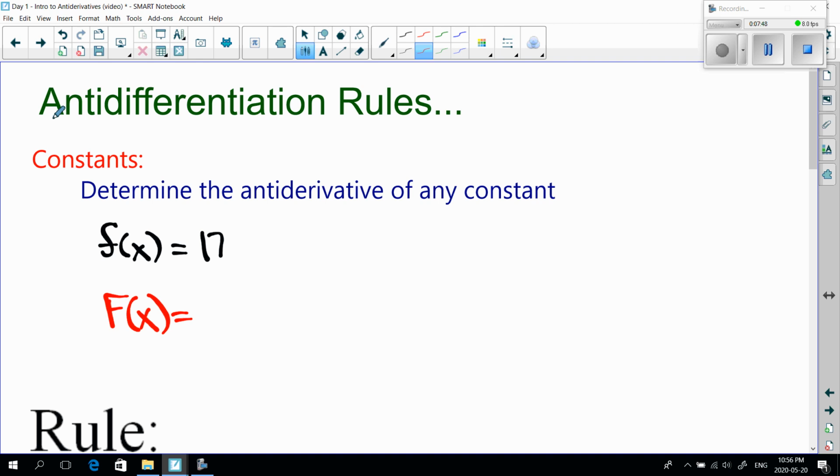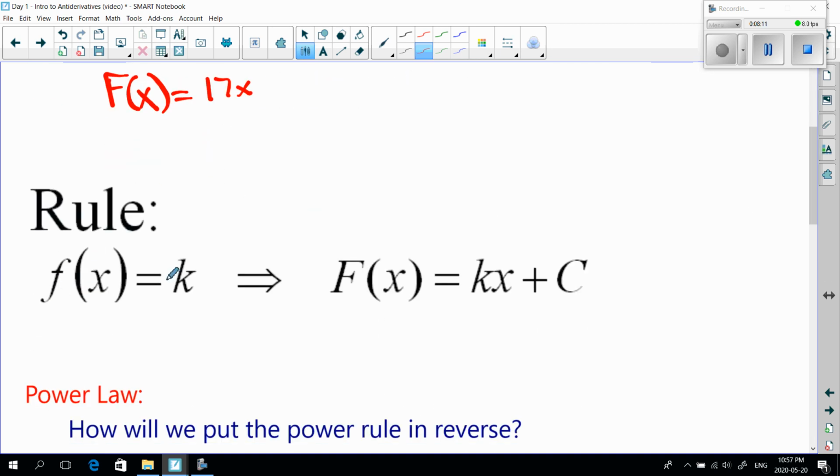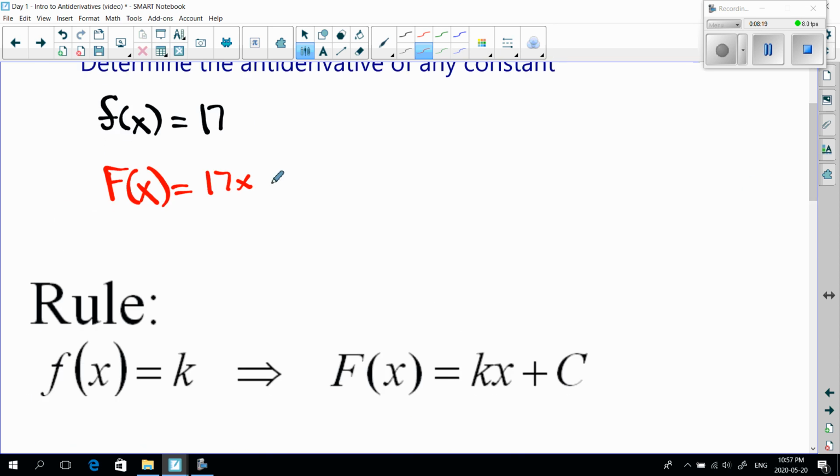So first thing, we've kind of done this one a few times. If it's a constant, given the function, this represents the derivative, you want to find the original function. The antiderivative of f of x is capital F of x, and it would equal 17x. The rule is simply this. If f of x equals k, where k is a constant, capital F of x, the antiderivative, is kx plus c. So notice I forgot to write my plus c here. Okay, remember, don't forget the plus c.